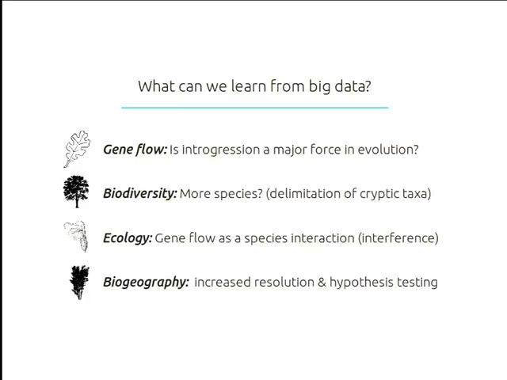So gene flow seems to be quite common in these oaks, but it's by no means ubiquitous. And we find a lot of evidence of introgression between sympatric species, but we don't find it across the full range of all of these species.